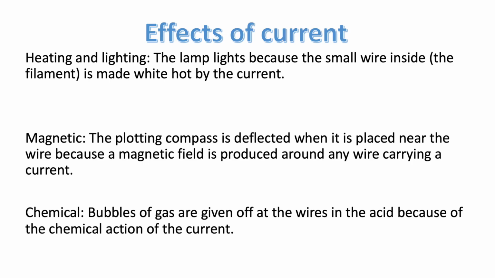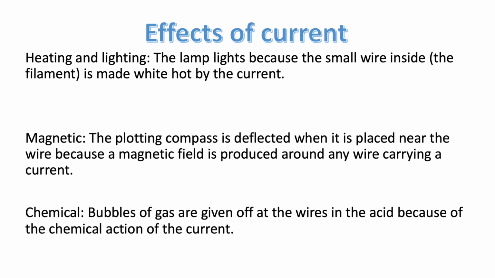Effects of current. When electricity is allowed to pass through a conductor, electrical energy can be converted into heat energy, light energy, or it can make some magnetic effect. Sometimes we can convert electrical energy into chemical energy. In an electric iron or electric heater, we can convert electrical energy into heat energy. In a fluorescent lamp, electrical energy is converted into light energy.